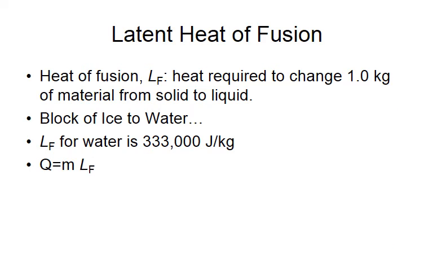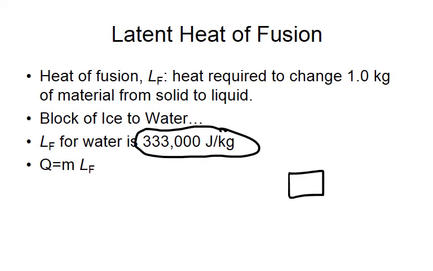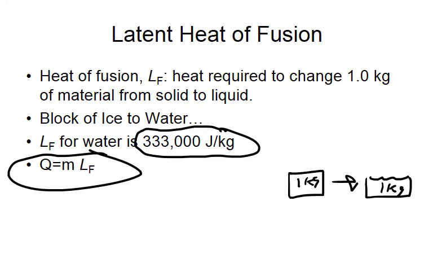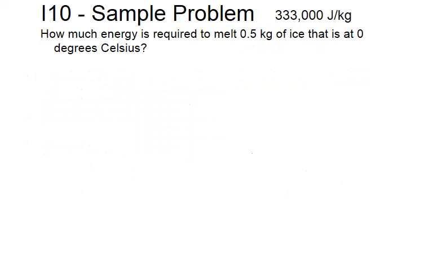The latent heat of fusion is 333,000 joules per kilogram, and that's to take 1 kilogram of ice and turn it into 1 kilogram of water. On your equation sheet, you have Q equals mL_F and mL_V. L_F is latent heat of fusion. Fusion deals with liquids and solids. And then L_V is the latent heat of vaporization. Let's go ahead and practice this one real quick. Pause the clip, and when you're ready to check, hit play to continue.